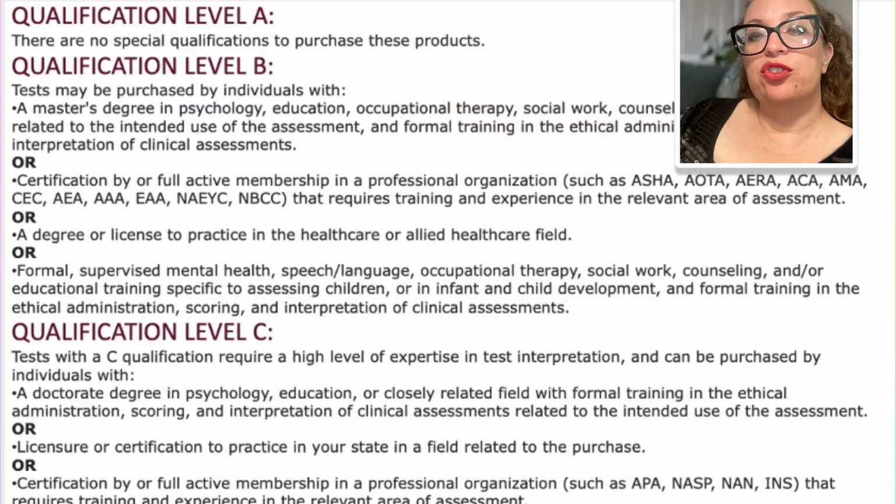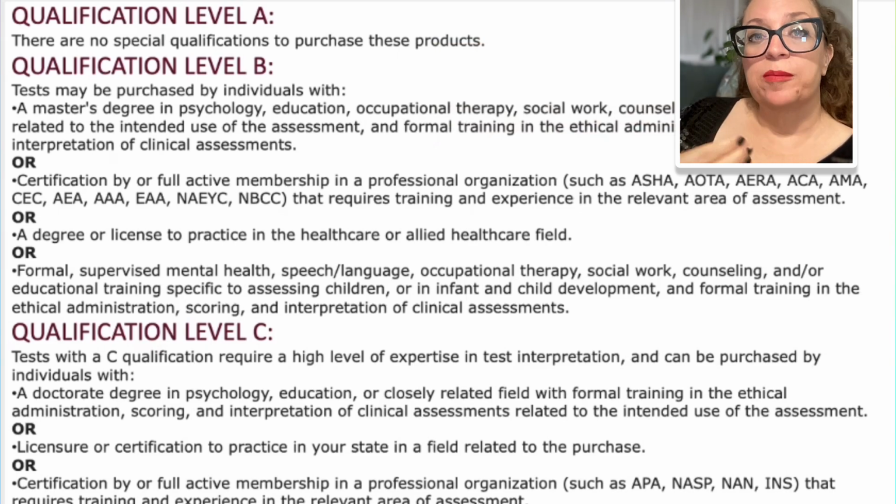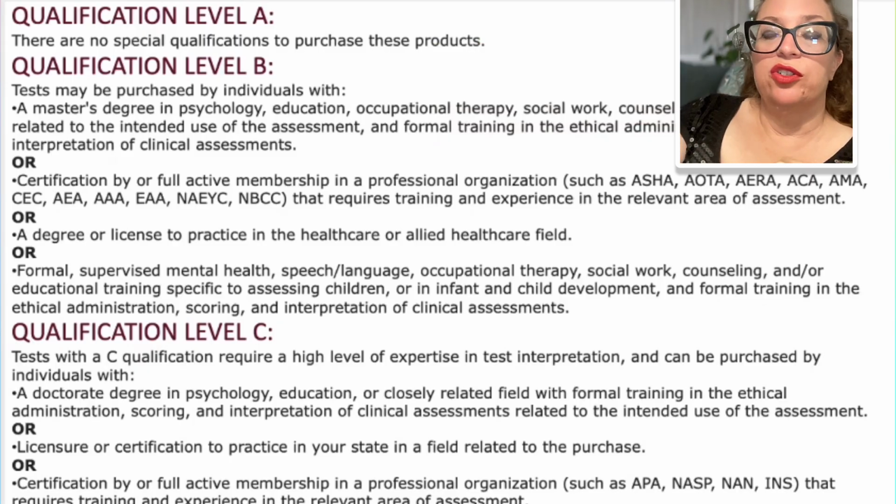We have 3 different major levels of qualification for different types of tests. So we alluded to this at the beginning. Something like a personality test might not need as many qualifications as we would need for an intelligence test or a diagnostic test, although the MMPI requires quite a lot of qualifications. So some are more complicated than others.